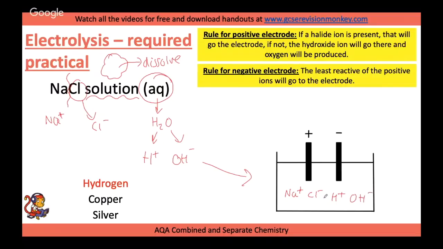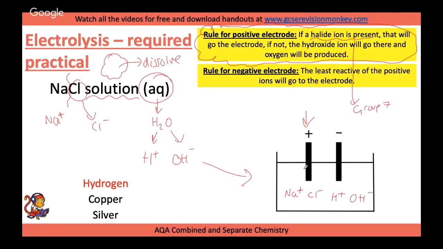So it's made difficult now because there's two things that are positive and two things that are negative. This is where we look to these very difficult rules at the top. Let's look at this rule first of all. This is the rule for the positive electrode. It says if a halide ion is present, and that is something from the halogens in group 7, so if we've got something from group 7, that will go to the electrode. If not, the hydroxide ion will go there and oxygen will be produced.